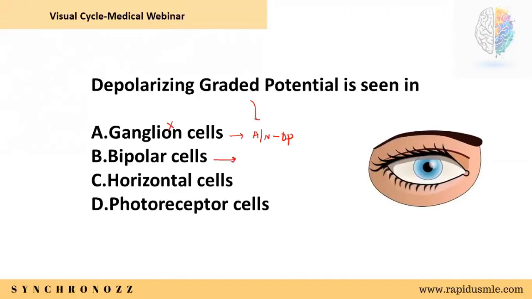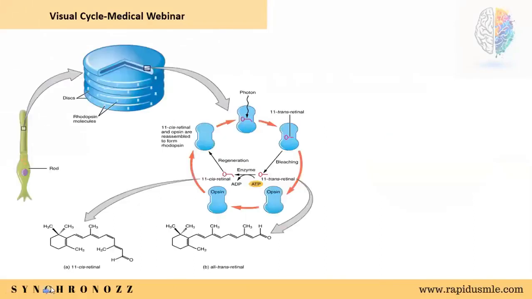What about bipolar cells? Yes, they are graded potentials. They can be hyperpolarizing or depolarizing. So this is an answer. And when it comes to horizontal and photoreceptor cells, yes, they are graded, but they are of the hyperpolarizing variety. So the answer here is bipolar cells. Let's go to the next slide.